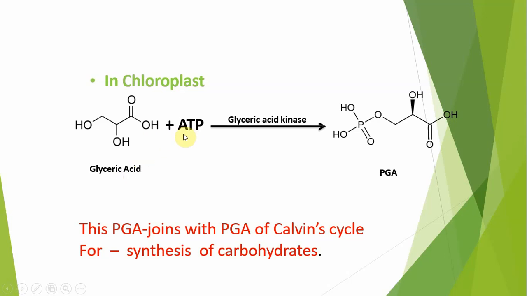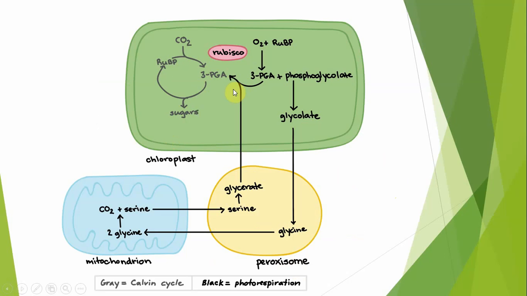Glyceric acid enters chloroplast again and it is converted to phosphoglyceric acid in the presence of ATP and glyceric acid kinase. This PGA enters the Calvin cycle for synthesis of carbohydrates. You can see here the process once again. Here is the Rubisco enzyme, this is the Calvin cycle, and this is the photorespiration process, which involves three cell organelles, that is chloroplast, peroxisome and mitochondria.